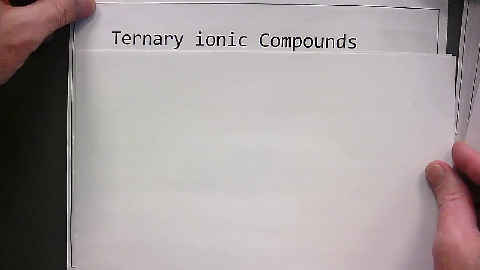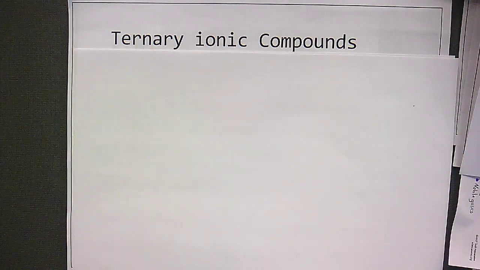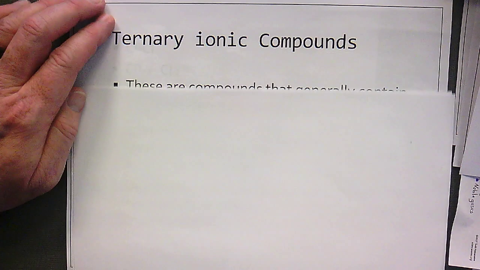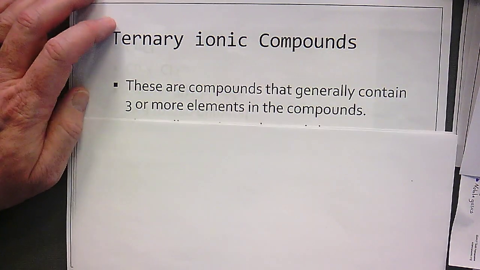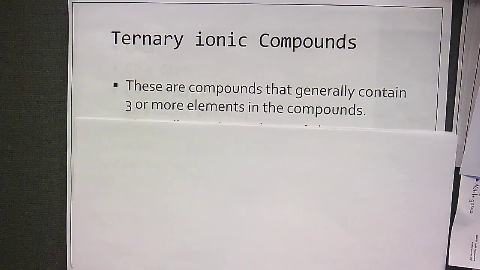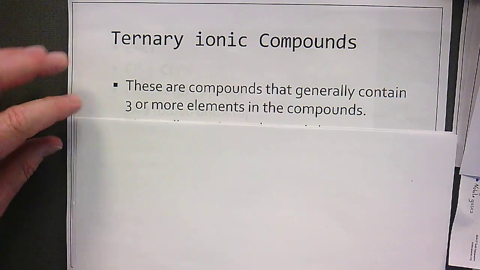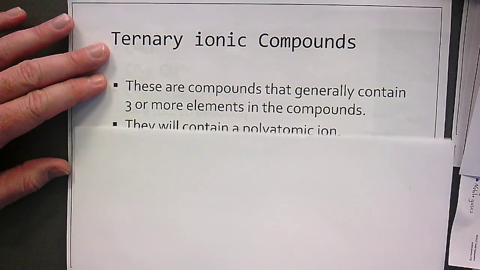All right. Today we're talking about ternary ionic compounds. What do you think ternary means in this situation? It's going to be three or more, actually. Okay? So ternary ionic compounds are compounds that generally contain three or more elements in the compound. There are still a couple of exceptions to that where they will only contain two elements, but there's special things about those. All right?